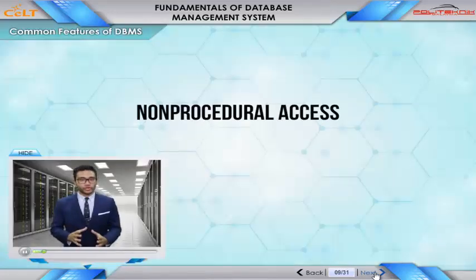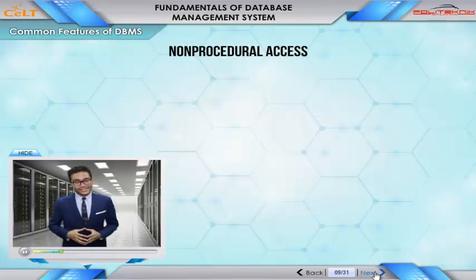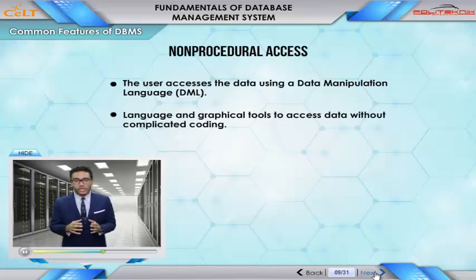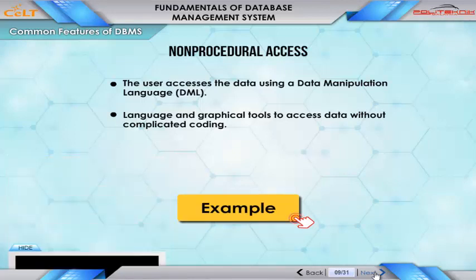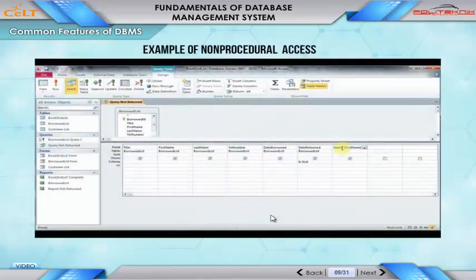Second is non-procedural access. Once a database has been created in a DBMS using DDL, the user accesses the data using a data manipulation language, DML. Non-procedural access is a language and graphical tool to access data without complicated coding. Click at the button to see the example of non-procedural access features in DBMS. This is an example of a non-procedural access feature in DBMS.